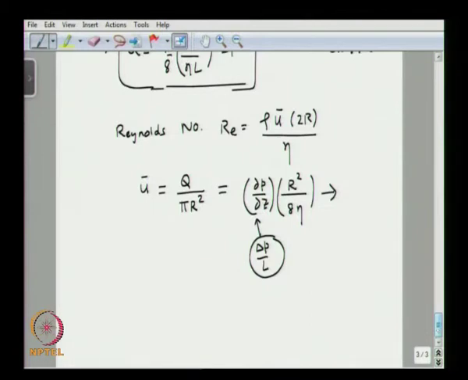So, if you were to define Reynolds number for Poiseuille flow, the correct way to define would be rho into r cubed times delta p over delta z divided by 4 eta square. Next, flow in a triangular channel cross section.